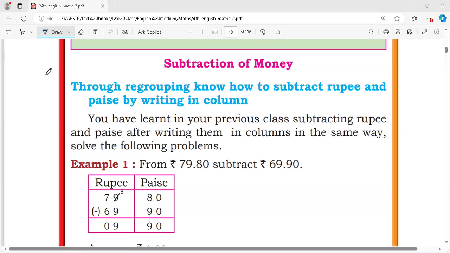In this video, I am discussing fourth standard mathematics, addition and subtraction, chapter 10, exercise 10.2.